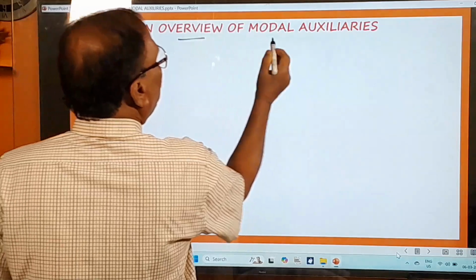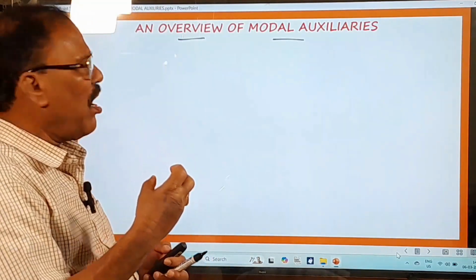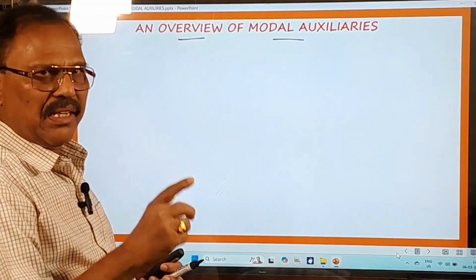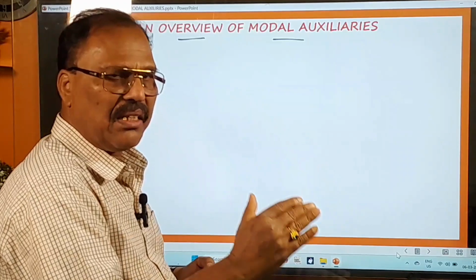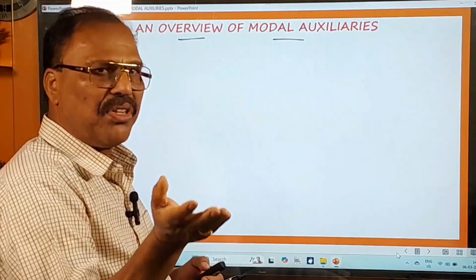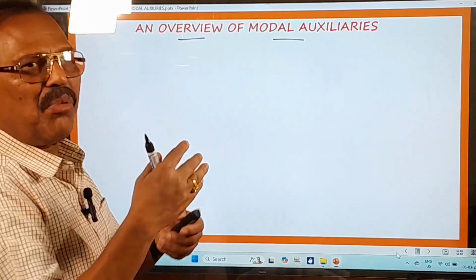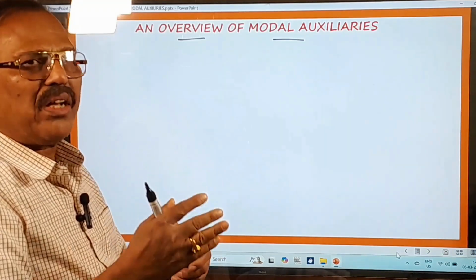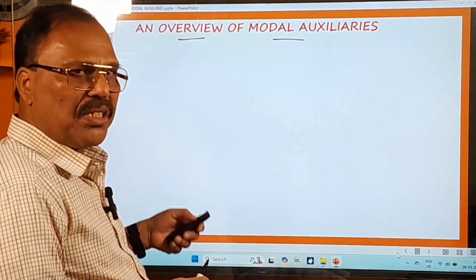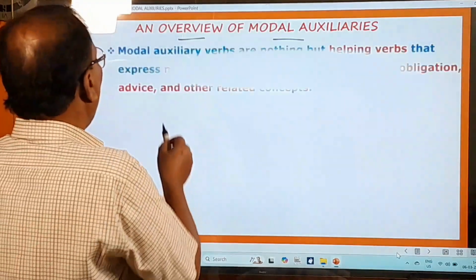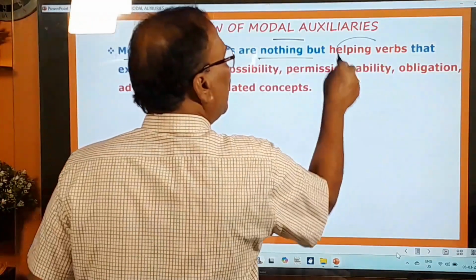An overview of modal auxiliaries. Overview means a brief summary of the use of modal auxiliaries. Modal auxiliaries means, in other words, modal auxiliary verbs. By any one of these two names you can call them. Both are one and the same, right? Let me give you some details about these modal auxiliaries. Modal auxiliary verbs or modal auxiliaries are nothing but helping verbs.